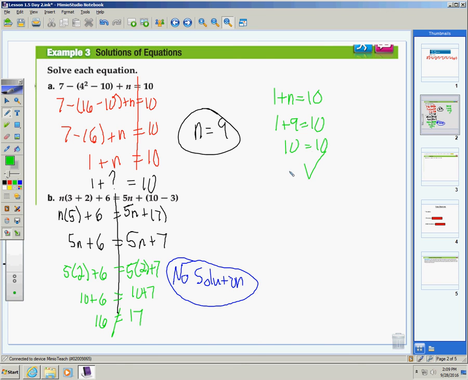You can always check your work on an equation by simply plugging back in for the variable with what you think the answer should be.